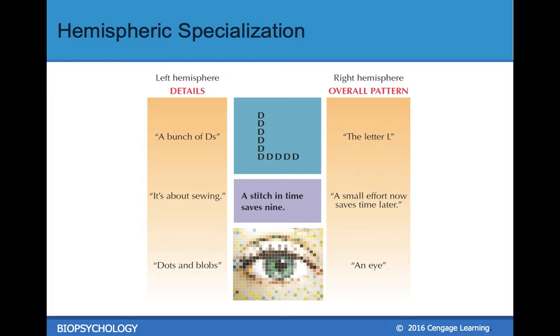If you look at the middle example, a stitch in time saves 9. I don't know if you've ever heard that before, or don't look a gift horse in the mouth, or a bird in the hand is worth 2 in the bush. The left hemisphere is going to be like, oh, a stitch in time saves 9, that's about sewing. But the right hemisphere is going to understand a small effort saves time later. And if you look at the bottom example, this mosaic picture of the eye, the left side is going to see a bunch of blobs and dots and little squares. The right side, though, is going to see the eye. They're going to see that overall pattern.